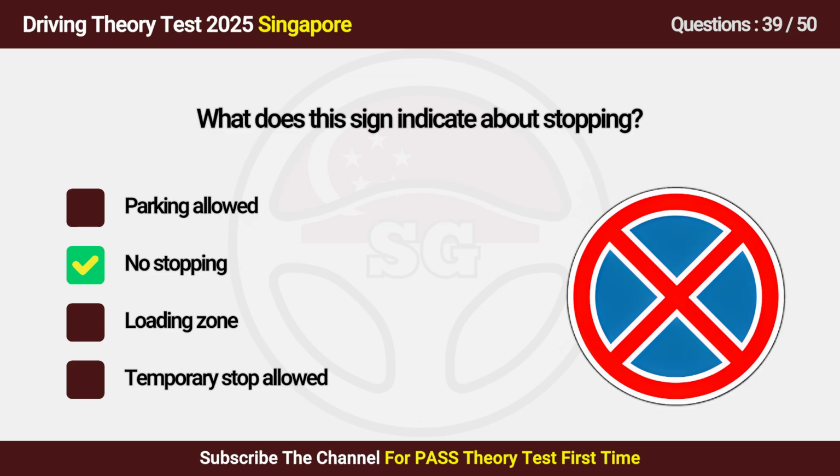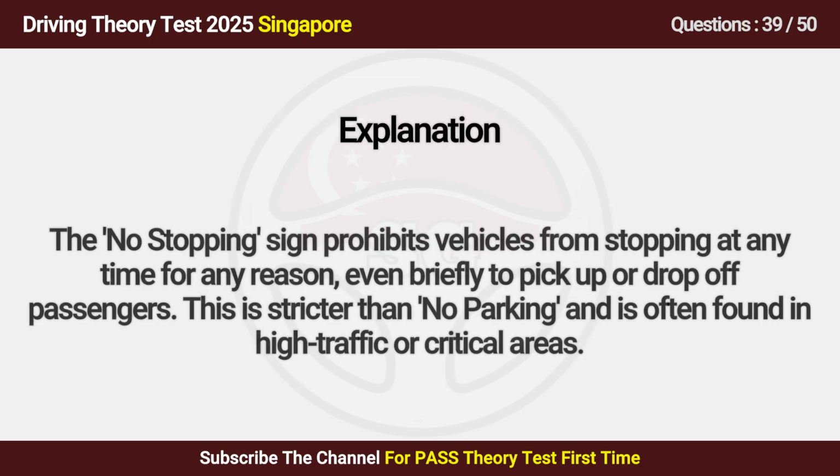Answer is B. No stopping. The no stopping sign prohibits vehicles from stopping at any time for any reason, even briefly to pick up or drop off passengers. This is stricter than no parking and is often found in critical areas.